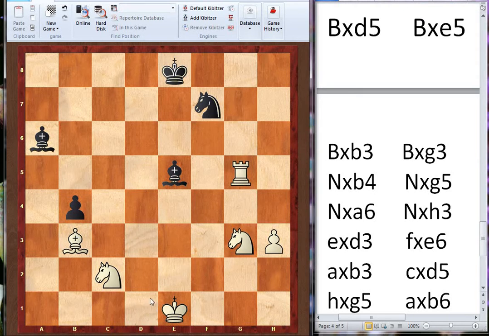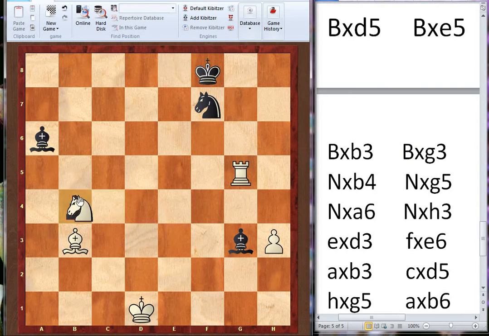This bishop captured this fellow, capital B into B3. This bishop captured this fellow, capital B into G3. See, it is written here. Now the capture by the knight. White knight captured this pawn.